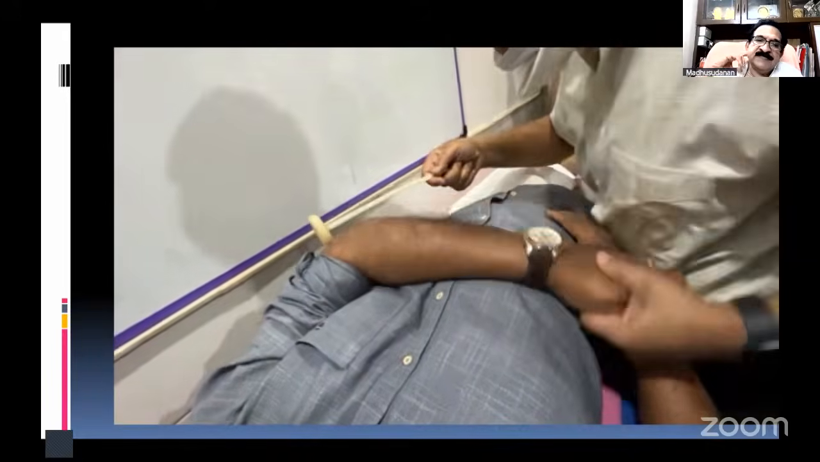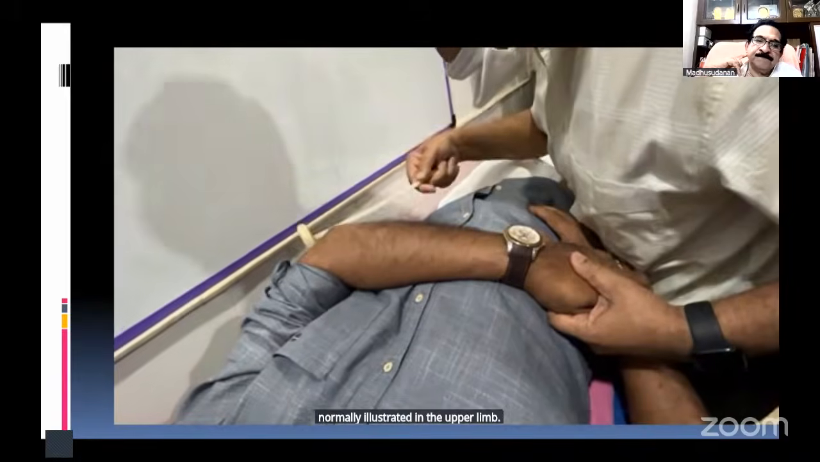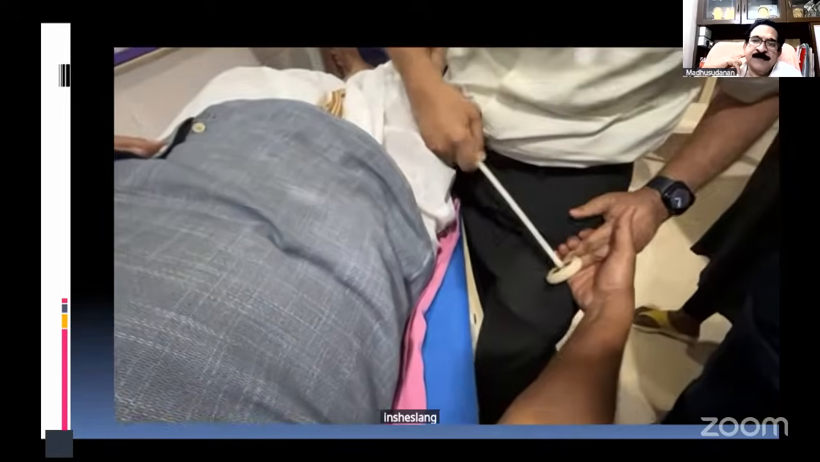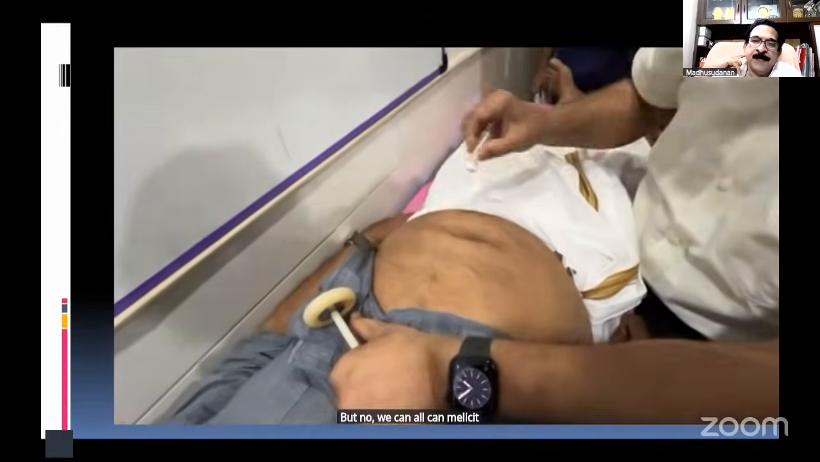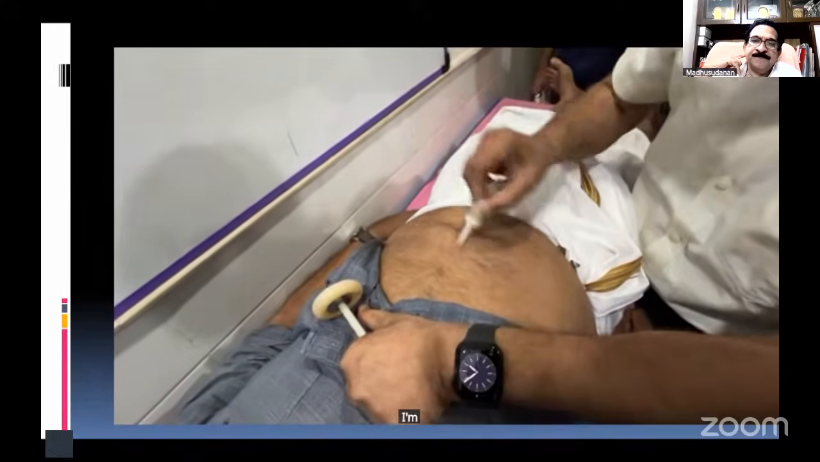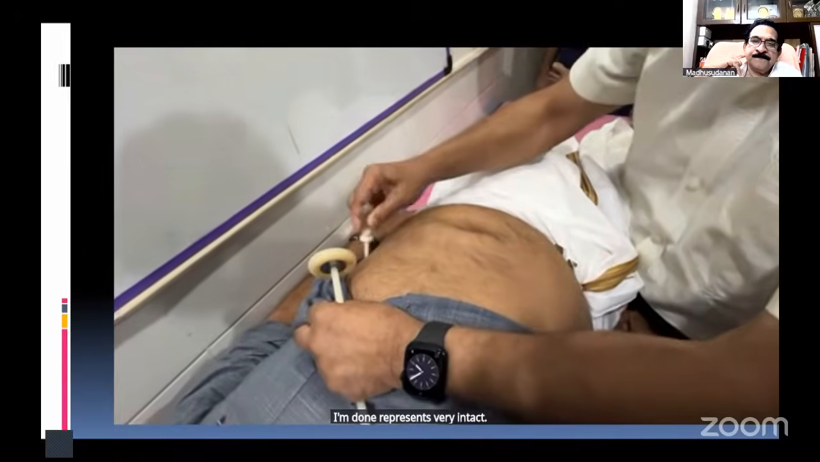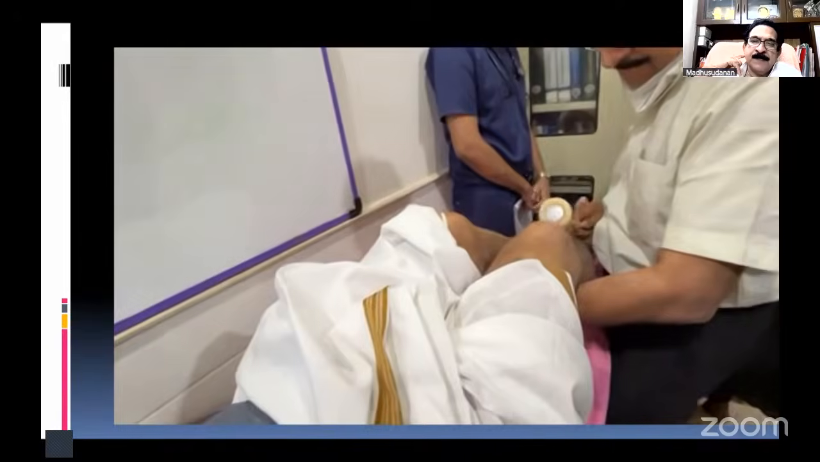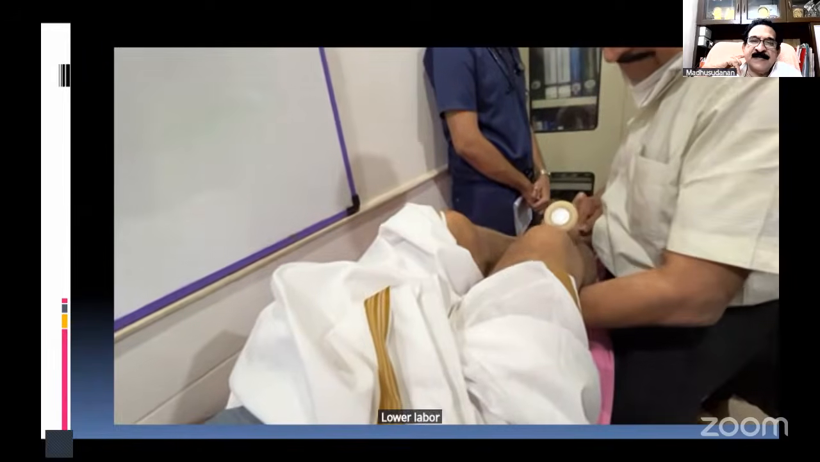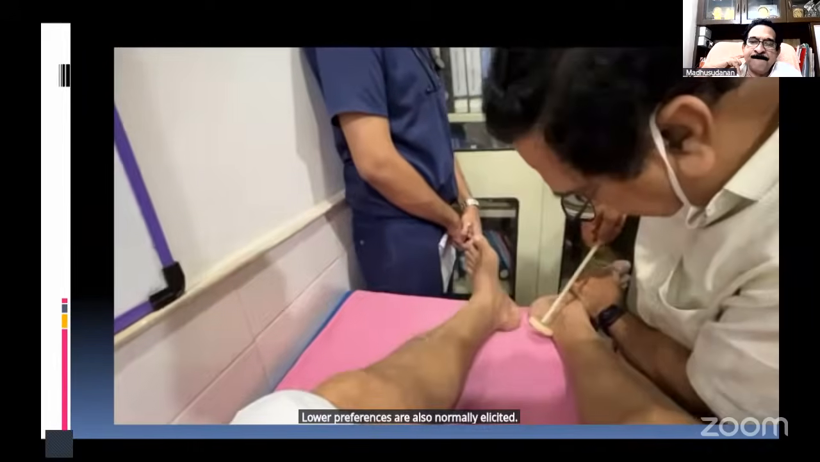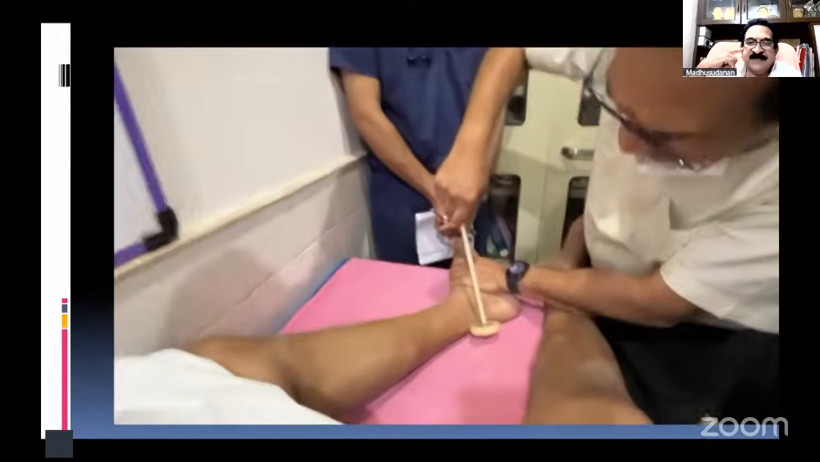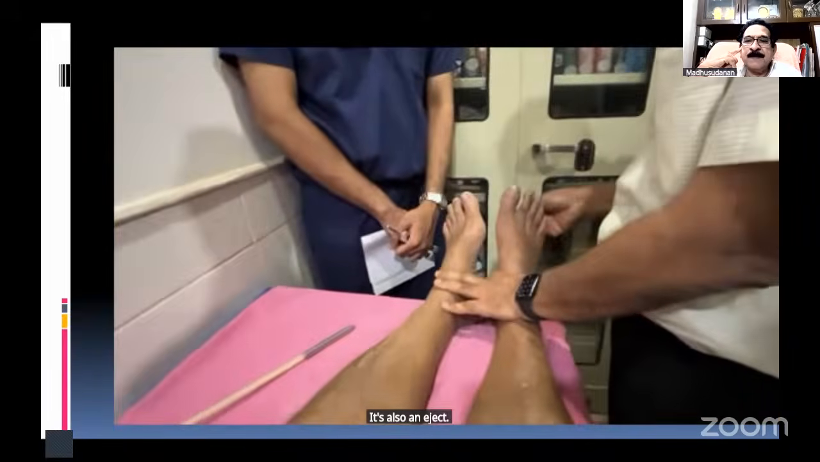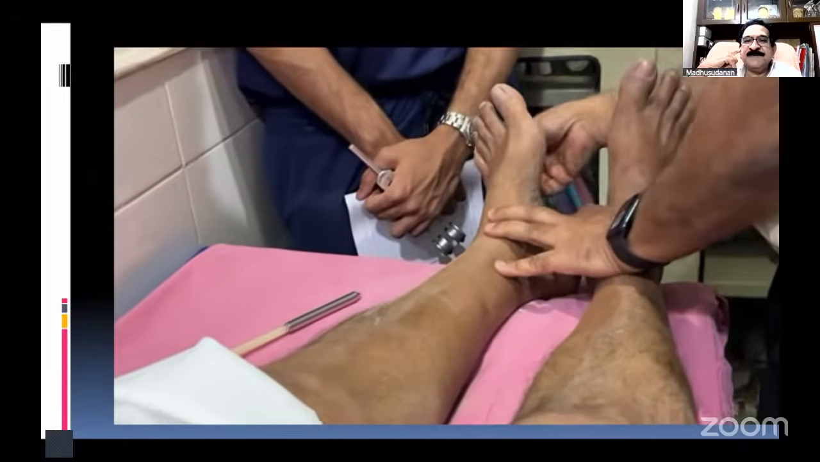Reflexes are normally elicited in the upper limb. We can say sluggish, but all can be elicited normally. Abdominal reflexes were intact. Lower limb reflexes are also normally elicited, and the ankle was checked as well. Plantar was indefinite.